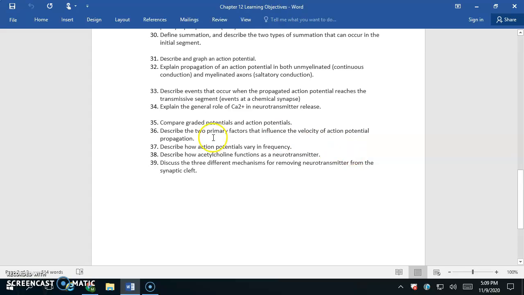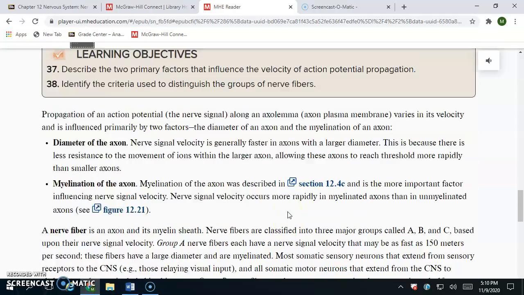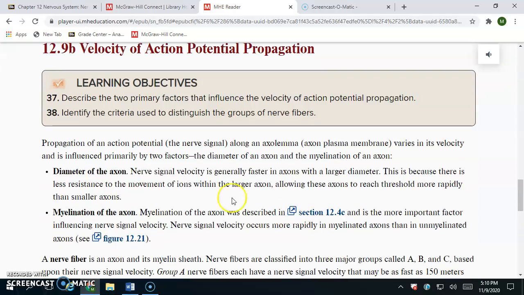Okay, and we do have a few questions on the velocity or speed of an action potential down an axon. And so we are going to look at those factors. So there's 2 of them. The speed or velocity of an action potential down an axon, there's 2 things that can change that speed. So one is the diameter of the axon. If we have a larger diameter axon, so we have some neurons that are bigger than other neurons, then we will be able to get a faster speed of the action potential down that axon.